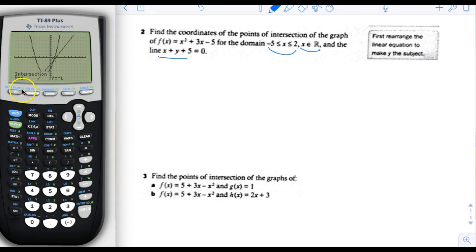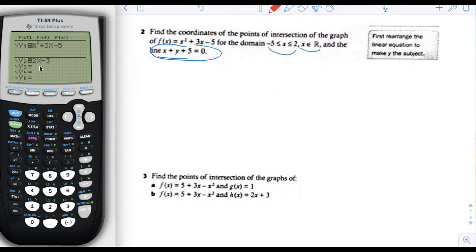Okay, so first thing we're going to do is type it in the calculator, and then we're going to discover there might be a problem. So we have x squared plus 3x minus 5. And then we're going to put the line there, but look, the line is not ready to put in there, because do you see how the calculator wants y equals on the left side and everything else on the right side? Look at this equation. This equation does not have y by itself on the left side. So it is not ready to put in the calculator.